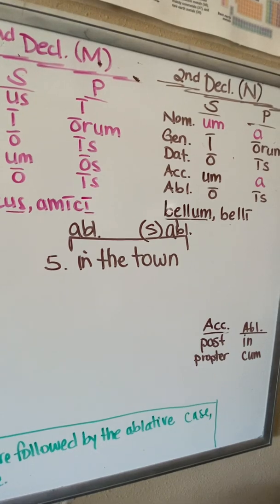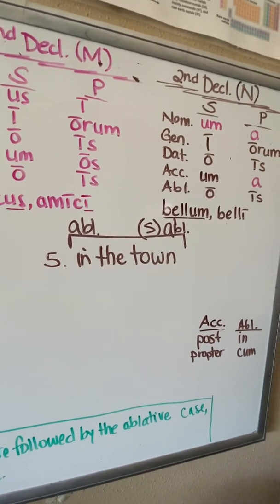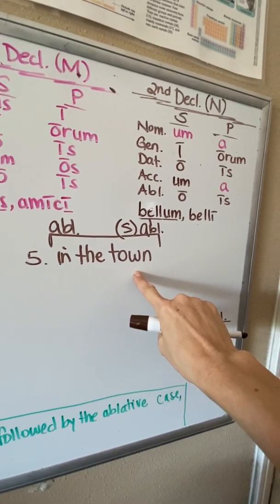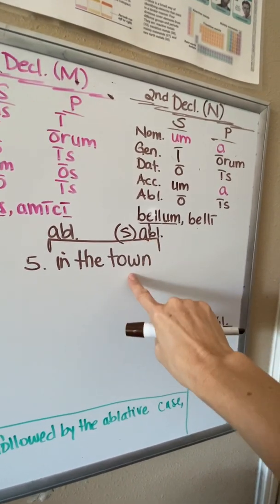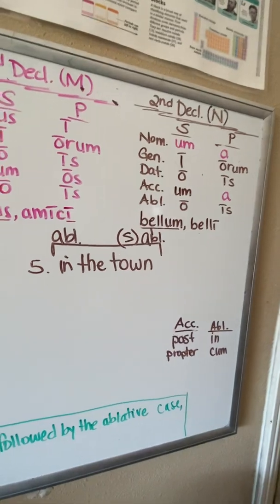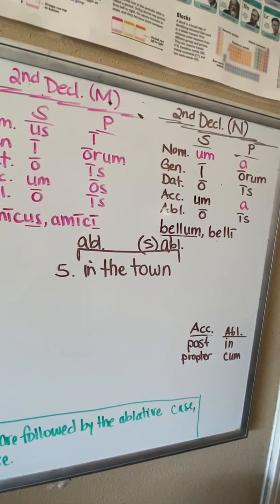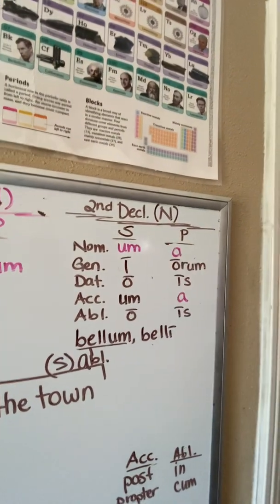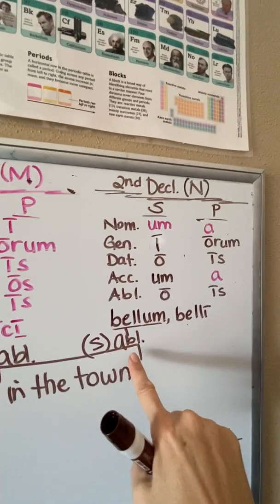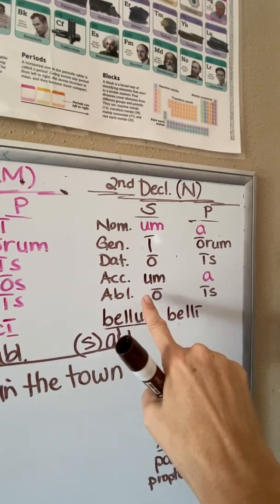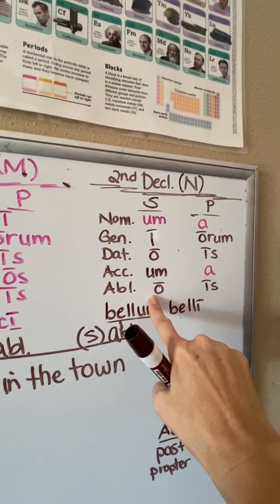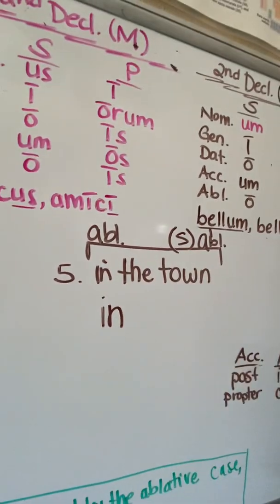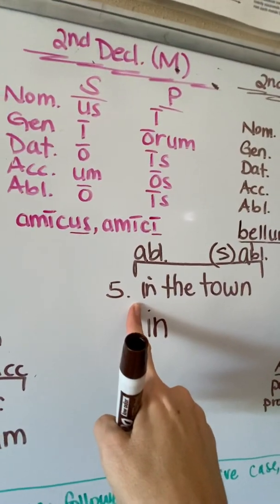So looking here, we've got in the town. I've got it labeled ablative and singular, and I'm thinking of the word town as to how I'm going to translate that and what declension it belongs to. So I'm thinking oppidum, and again, it's back to this neuter declension. This time we're working in the ablative and singular. So my ablative singular ending is going to be o, oppido. So to translate this, I just say in, because in means in or on.